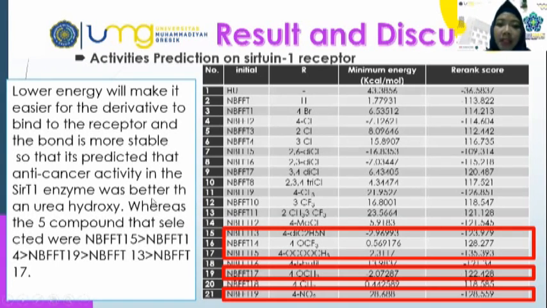Okay, from this docking, we had 5 selected compounds, where NBFFT 15 is more potent than NBFFT 14, 19, 13, and 17. This is the result of the activity prediction, with NBFFT 15 having the lowest score, minus 535.393.